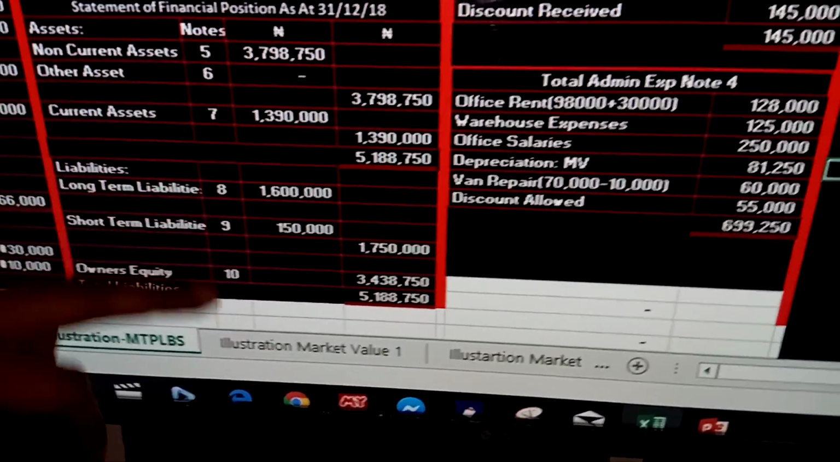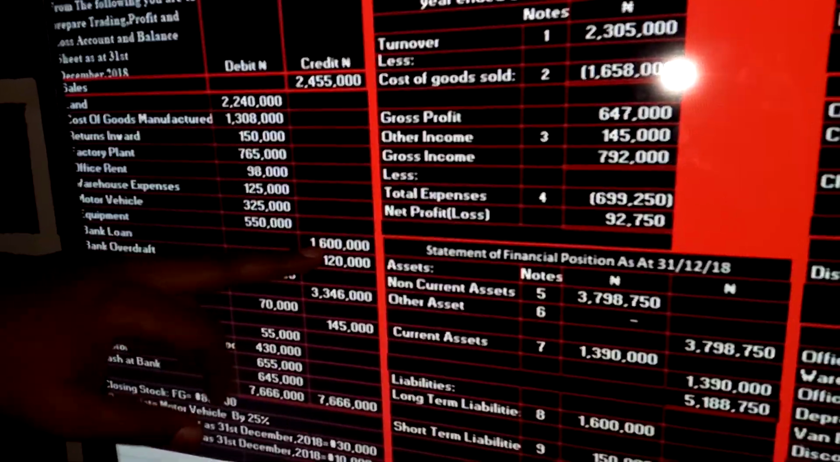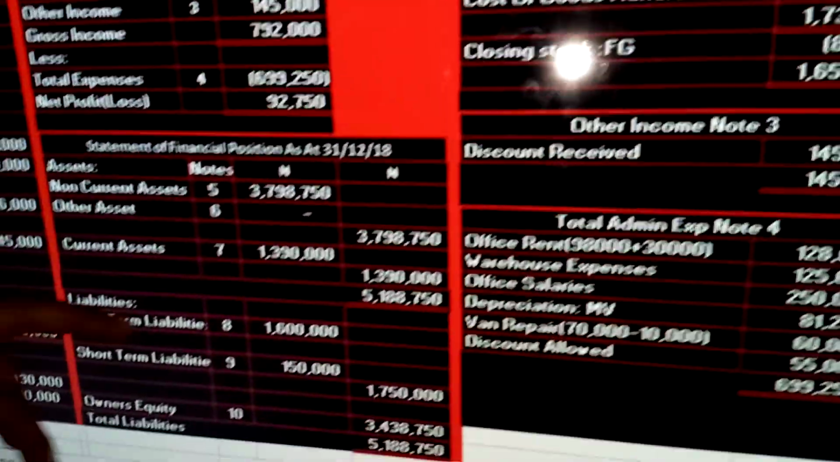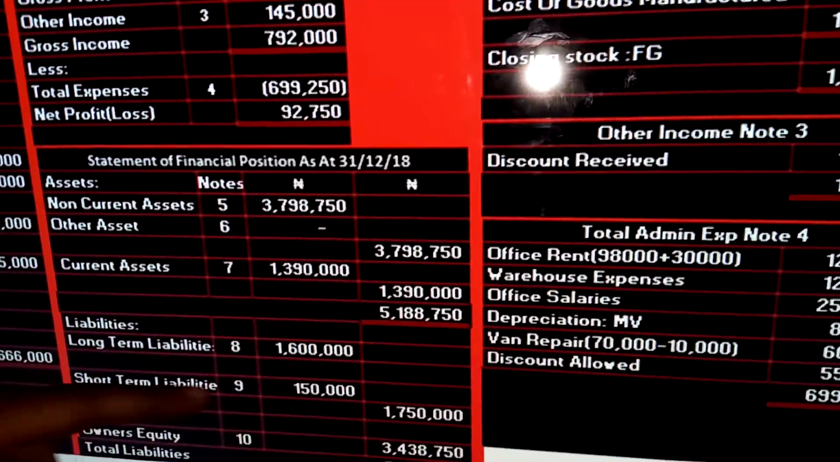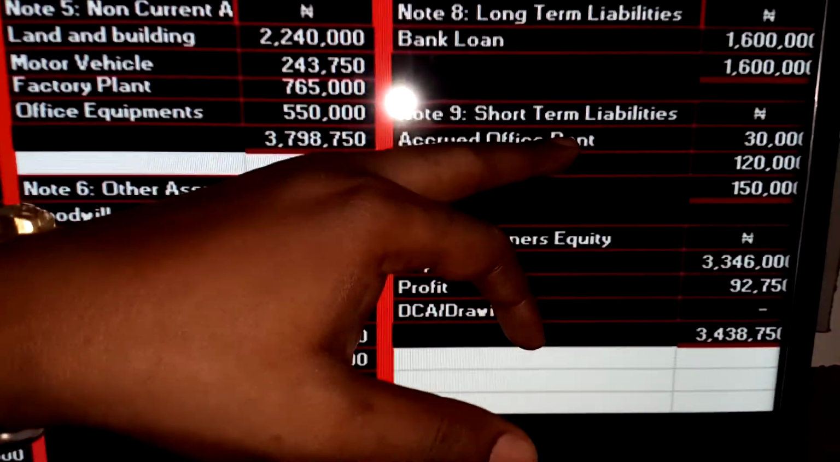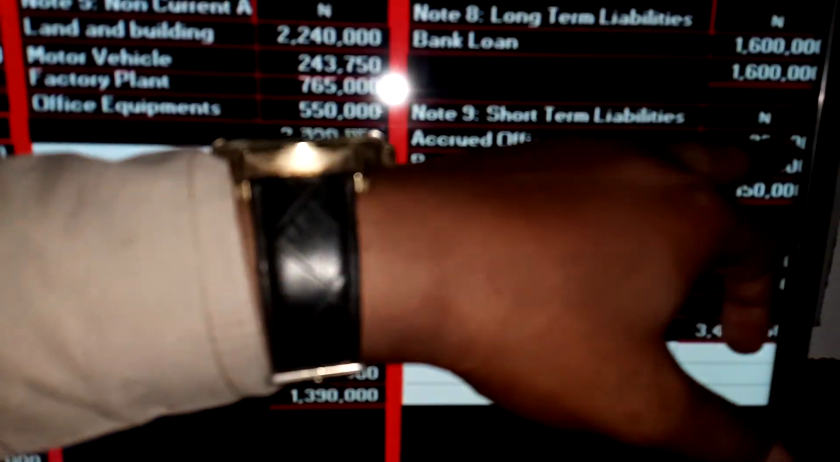What are the long-term liabilities there? Bank loan is the only one in question here. Where's the bank loan? You can see bank loan here, 1,600,000. That's bank loan, 1,700,000. The next one here, you can see long-term liabilities, 1,700,000. The next one is short-term liabilities, note 9. What are they? You have accrued office rent. Remember, accrued expenses are what? Liabilities. So they are here, 30,000.